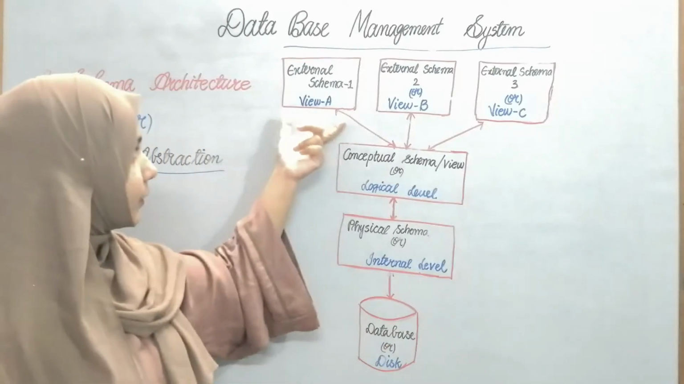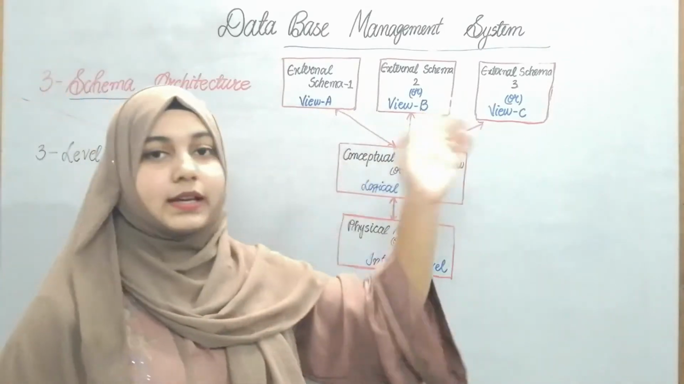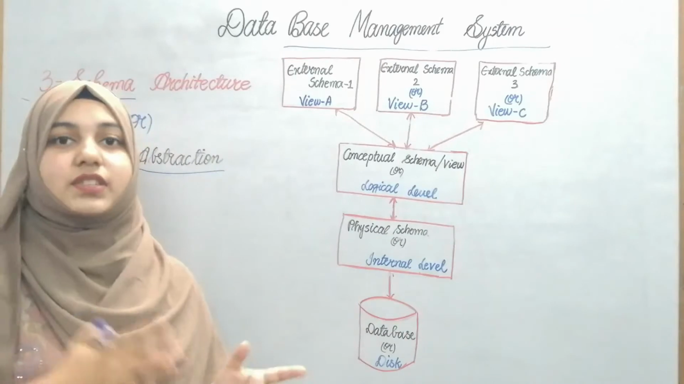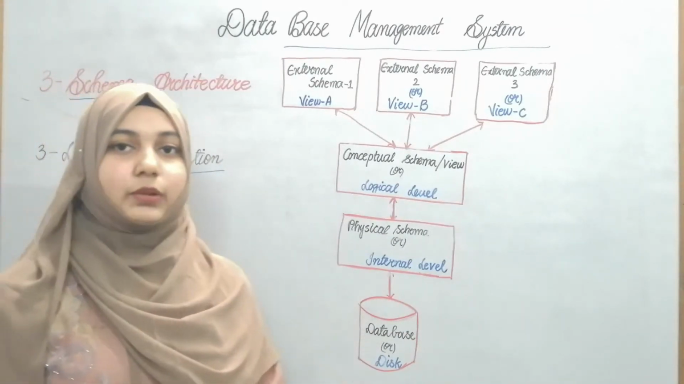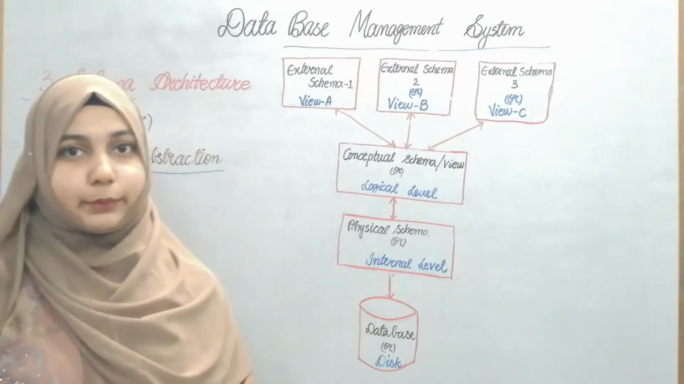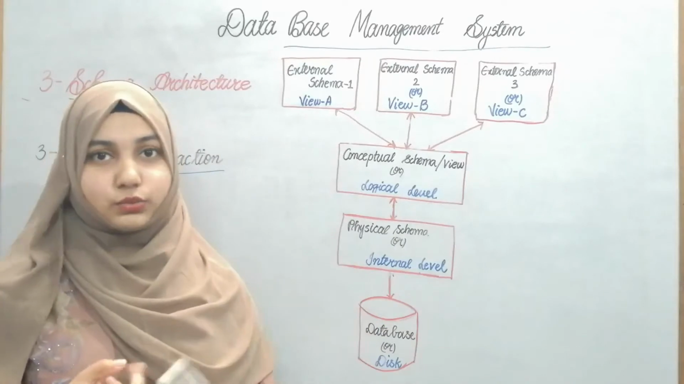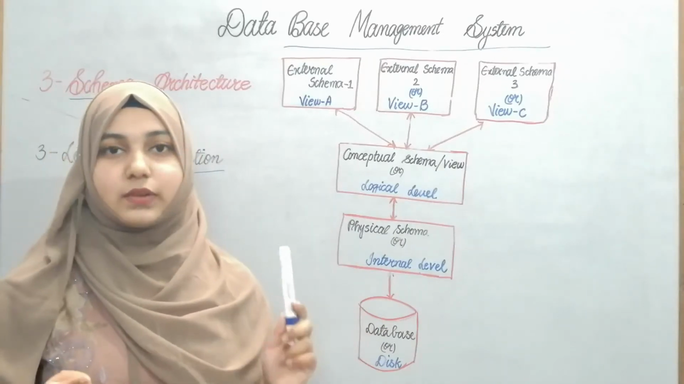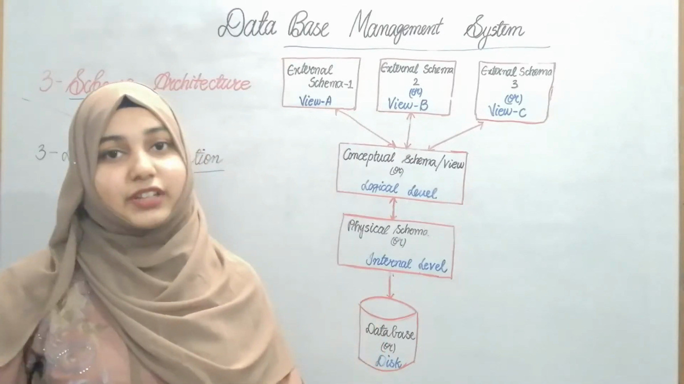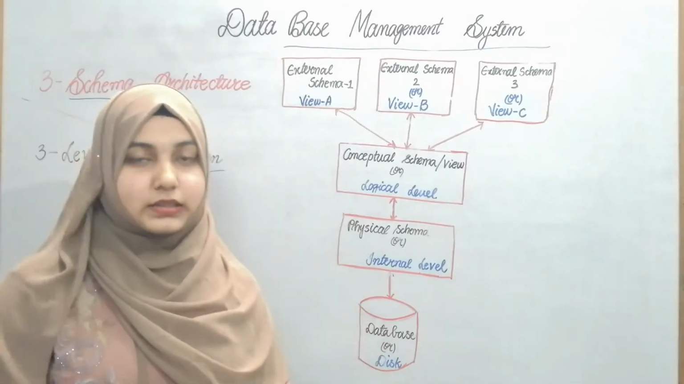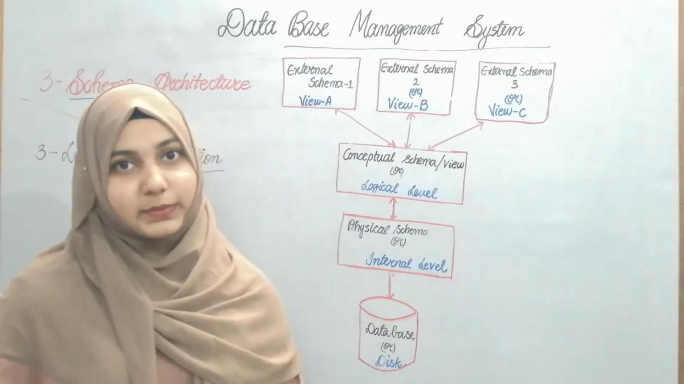As I wrote here, view A, view B, view C. Views mean different users will have different views of the data. Let's understand with an example of a university. In a university, we have students, faculty, HODs, deans, and principals. Each of these will have a different view of the database. It is the same database, but each category has a different view.